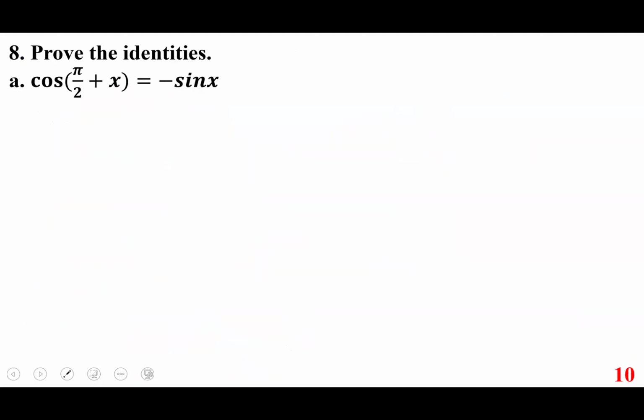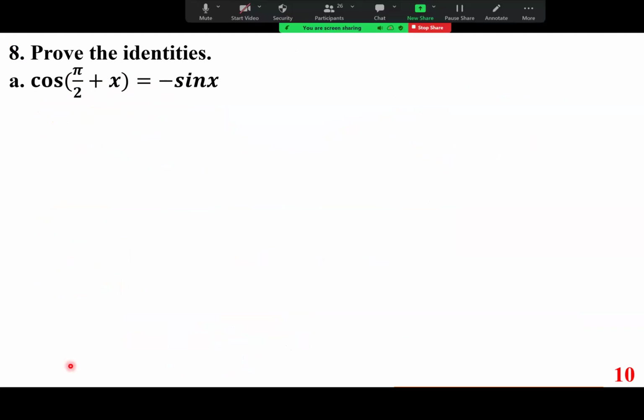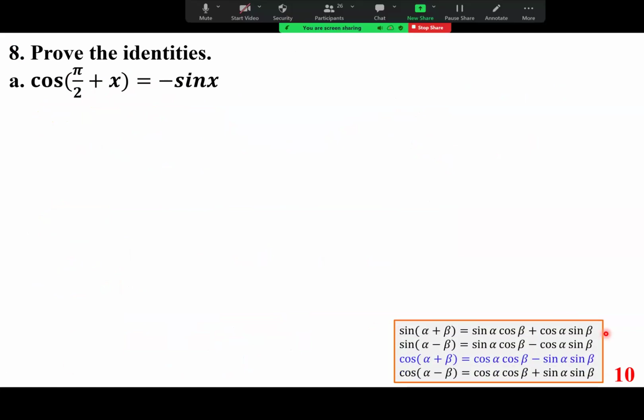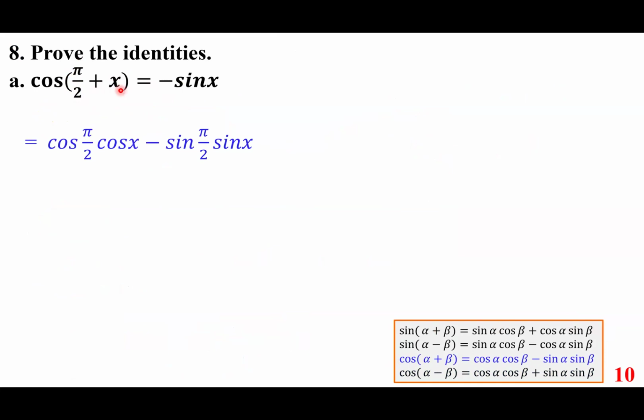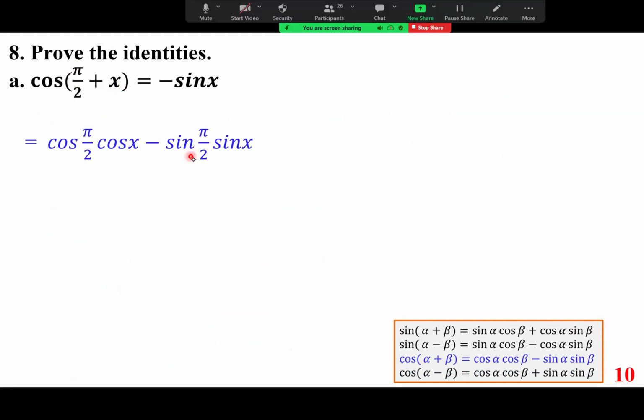Prove the identities, and we are going to use the sum and difference, in this case, cosine of alpha plus beta. That's what we are going to use. So the left-hand side is cosine of pi over 2 cosine x minus sine of pi over 2 sine x. So this is the left-hand side, everybody. Of course, we know cosine of pi over 2 is 0, sine of pi over 2 is 1. So this goes to 0, this becomes minus sine x. We proved it, we are done.